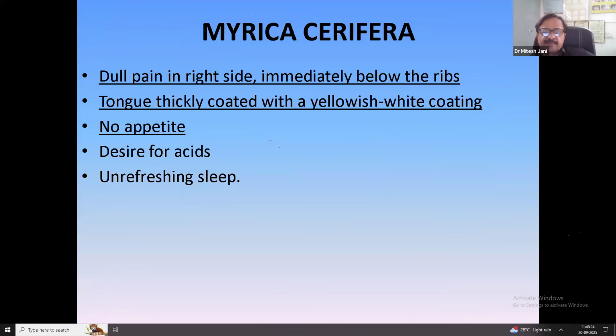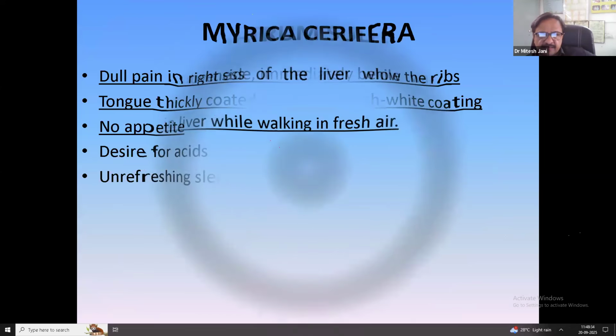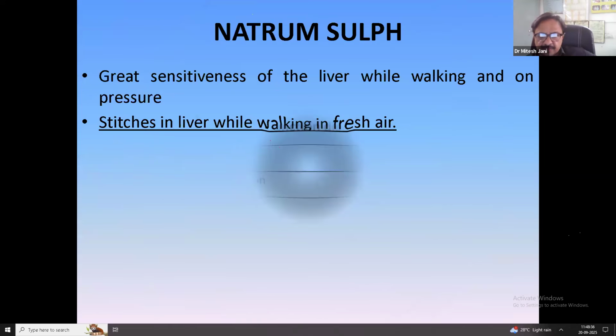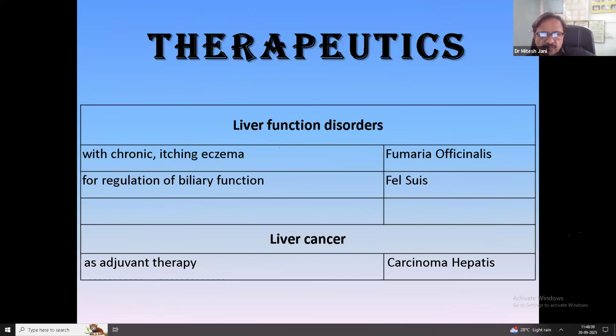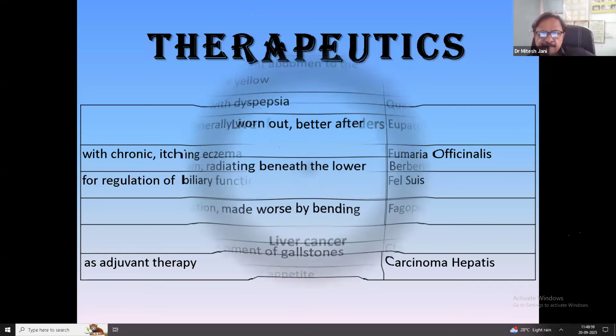Usually the symptoms of jaundice are yellowish tongue, yellowish conjunctiva, yellowish urine, but in different medicines we find different features. Now, for liver function disorder, the rare medicine with chronic itching eczema is Fumaria. For regulation of biliary function, Ceanothus is there. Specific for liver cancer as adjuvant therapy, Carcinoma hepatis is there.